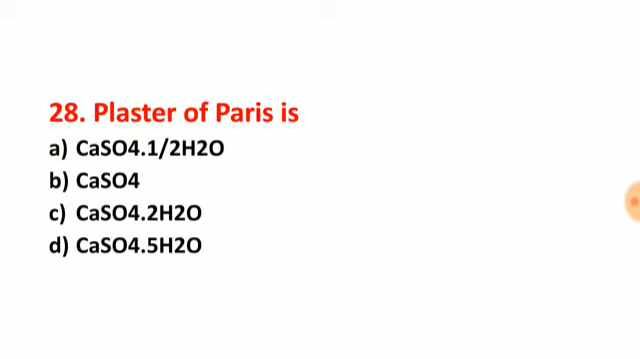Question number 28, plaster of Paris is CaSO4.1/2H2O. CaSO4.1/2H2O is known as plaster of Paris. Dead burnt plaster is CaSO4. When we take out all the moisture or water molecules, then CaSO4 is called dead burnt plaster.